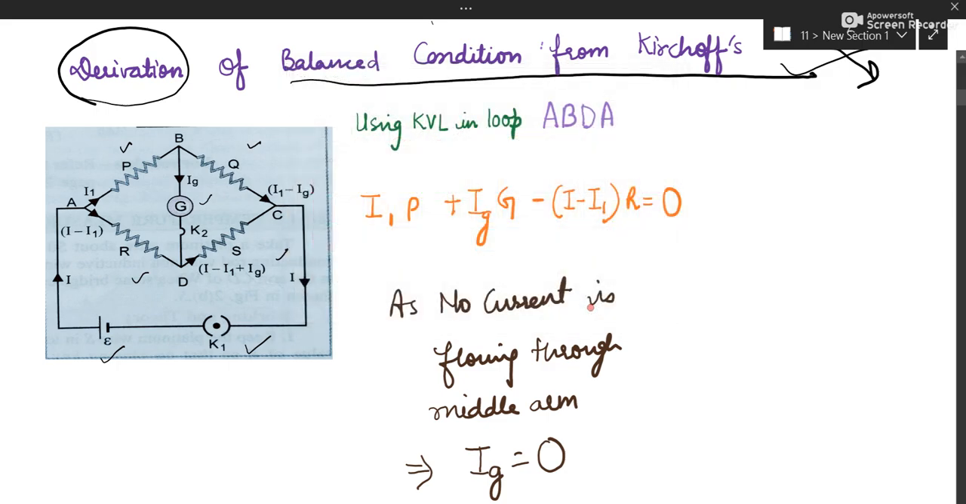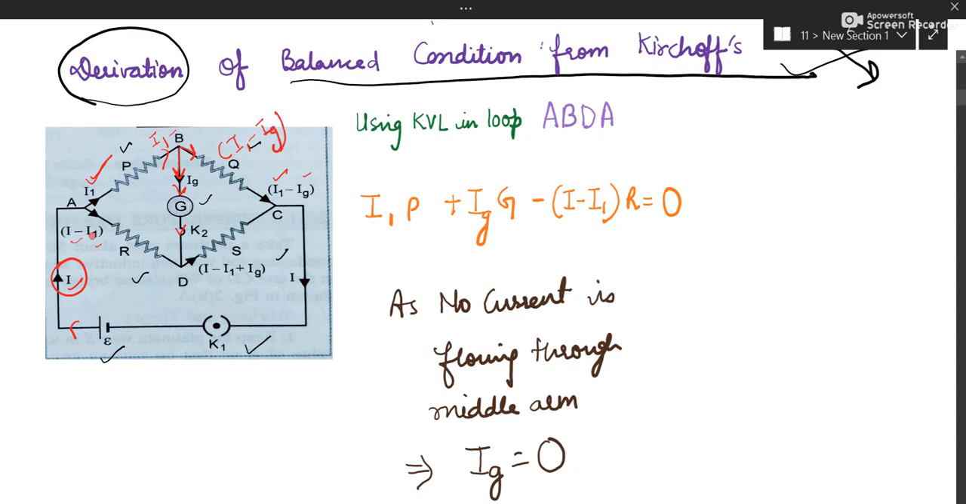Now we'll be labeling the currents in this. You can see from the battery which current is coming out? I. Now this current I will be bifurcated into two parts. From the upper arm, how much current is going? I1. Since I1 is going through the upper arm, the remaining current, that is I minus I1, will be going through the lower arm. So this I1 will reach here successfully. Now here again there are two branches. Out of I1, Ig is going through this branch, and the remaining, that is I1 minus Ig, is going through Q.